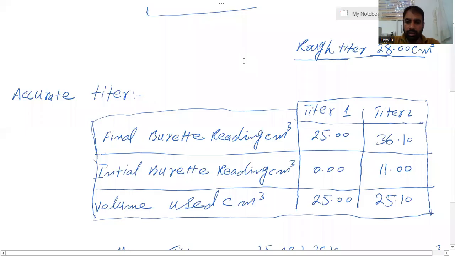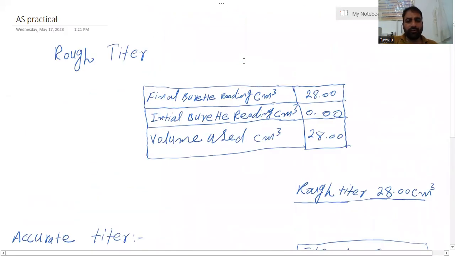Now I would like to show you my drawing, what I have drawn, the table. Here I would like to share this table again. Yes, this is the table. If you see in this table, I have drawn the rough titer. This is the rough final burette reading. Why have I written the final burette reading first and then the initial burette reading? These are the units I have put with them. Then finally you will see volume in centimeter cube is written. This is for the rough titer.